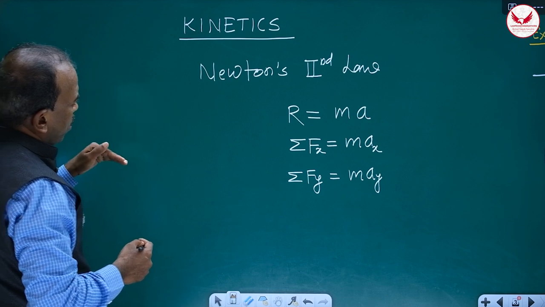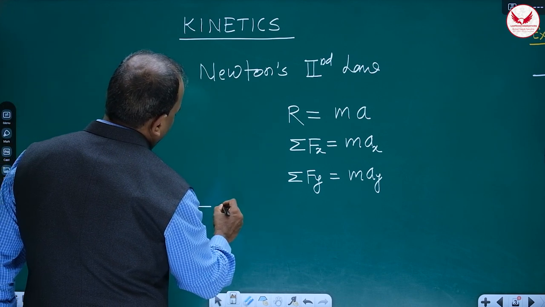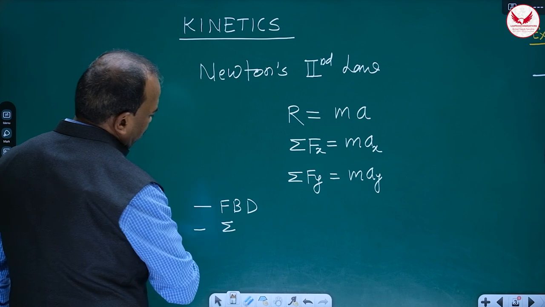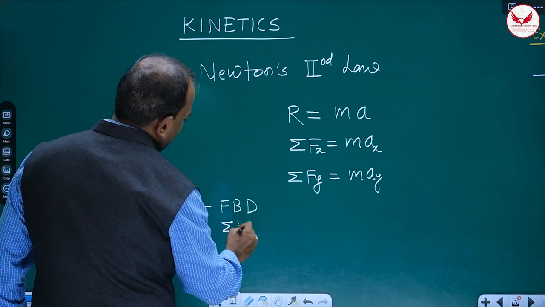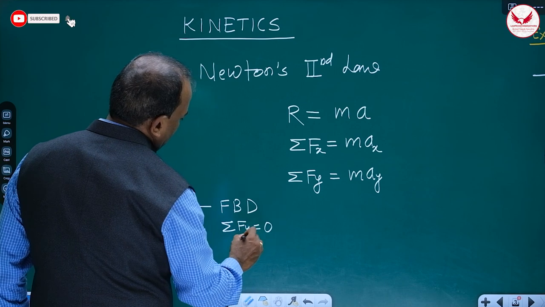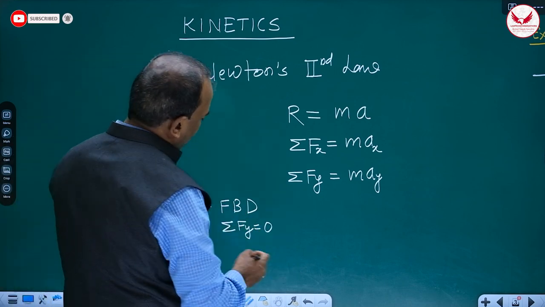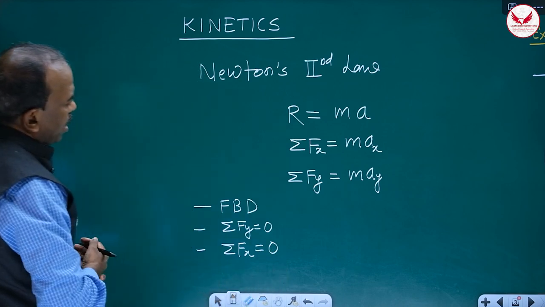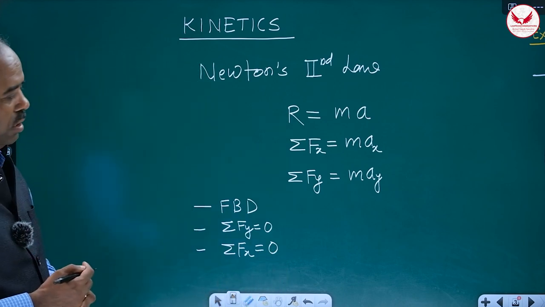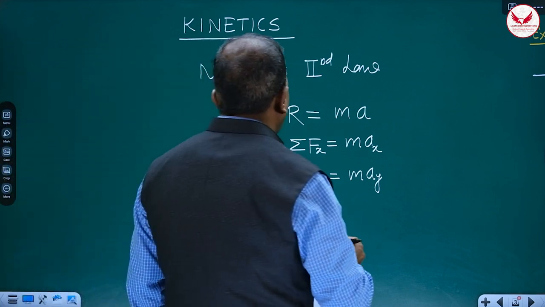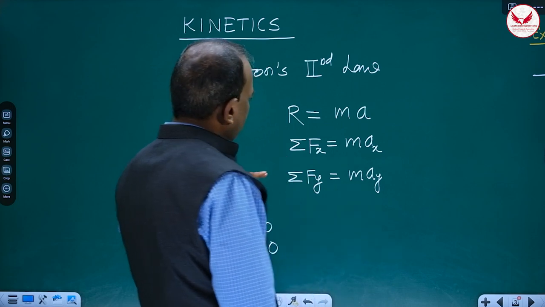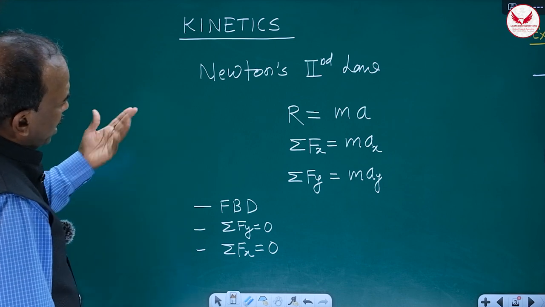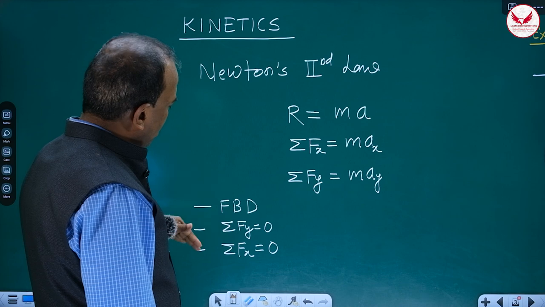how to solve it? Generally the first step is the free body diagram, and then, if the object is moving horizontally, many times summation F_y is equal to 0. Why is it equal to 0? Because a_y is 0, and then you can use summation F_x is equal to m a. In many examples these steps you have to follow. Many examples can also be solved by the work energy principle or the impulse momentum principle. So in the next video I'll show the same problems by some other methods also.